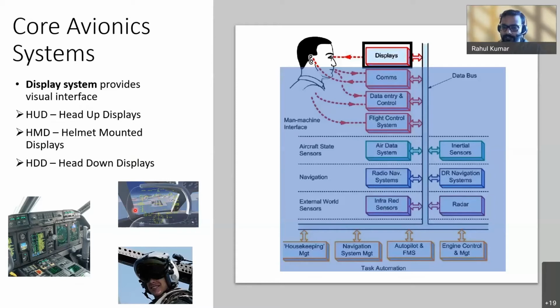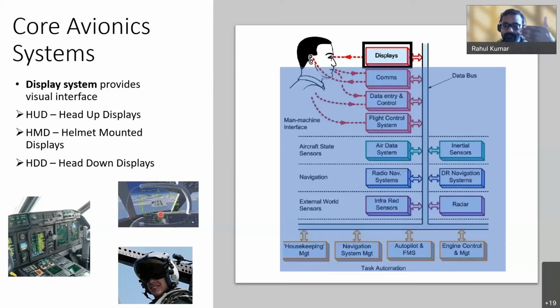As you can see, while looking for information, the pilot doesn't need to look down. The pilot can keep his or her head up and get access to all the information. Basically, this head-up display is a glass on which the information is projected.